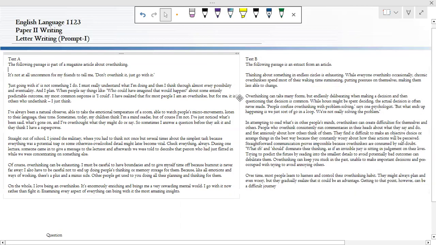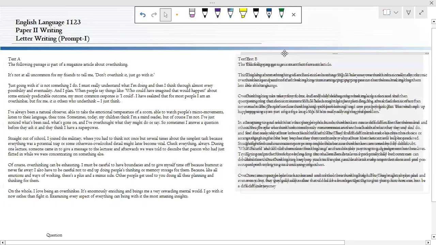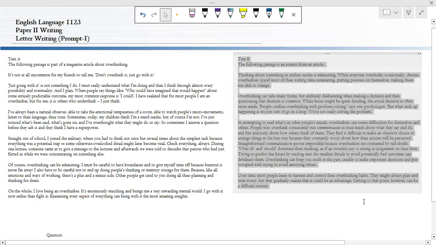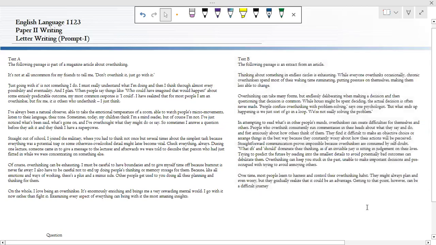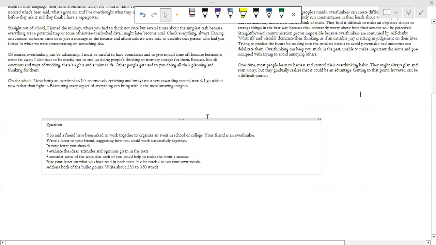Let me just do a bit of setting here. Now you can see both of the texts very clearly on my screen. Text A and text B, along with the question. Here is our question.